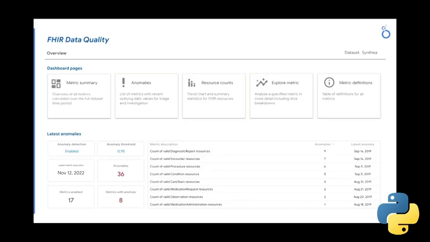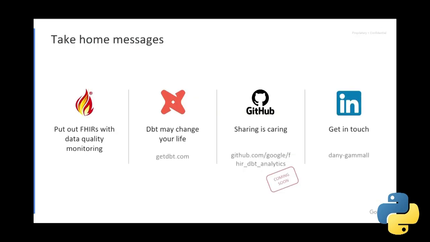So finally, just a quick demonstration of a screenshot from the Looker Studio dashboard we've built. This is the overview page. And as you can see here, we've built a few different pages to enable users to explore the latest anomalies from the anomaly detection model, or drill down into particular metrics, or view the metric definitions on the right-hand side there. So that's everything today.